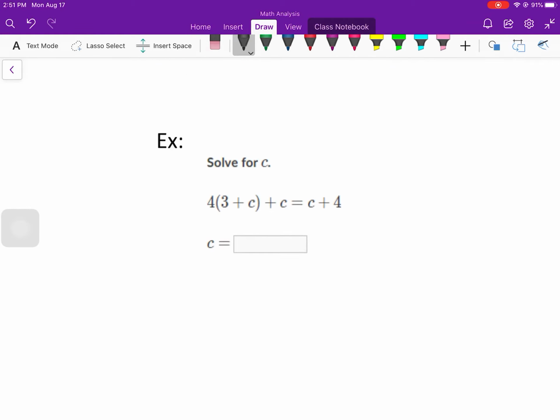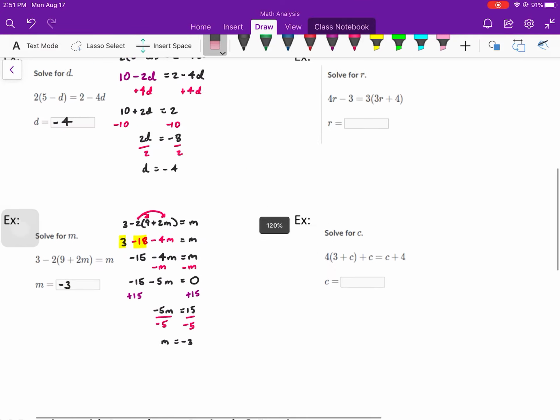So this example, you'll see the same thing. When you distribute, you're going to have 12 plus 4c plus c equals c plus 4. So you'll see these are like terms. You'll need to combine those, and it should all follow along the same way.